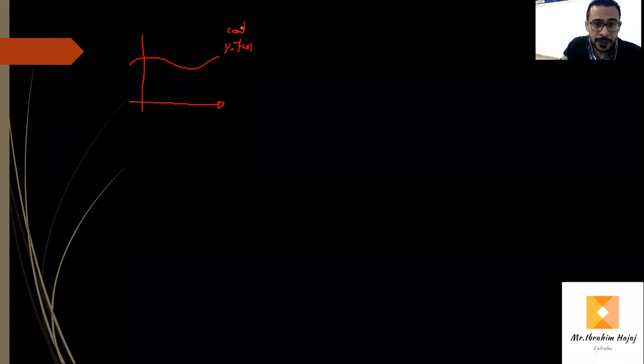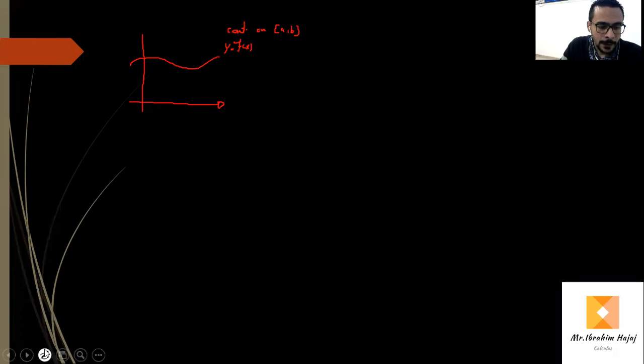Here, if we draw a function, and we name it y equals f of x, we can name it f of x now. And this function here is continuous. So all the functions we are working on should be continuous on the closed interval a b. This is part 2 of the theorem. And here is a and here is b.